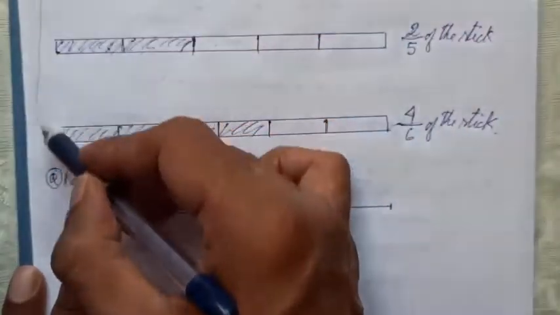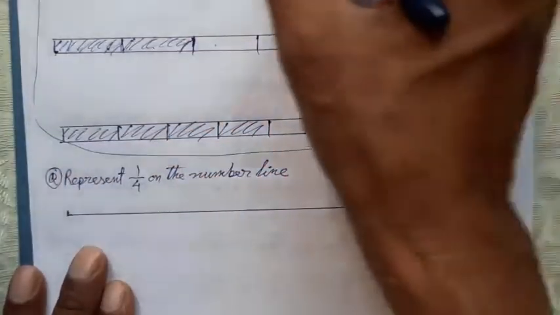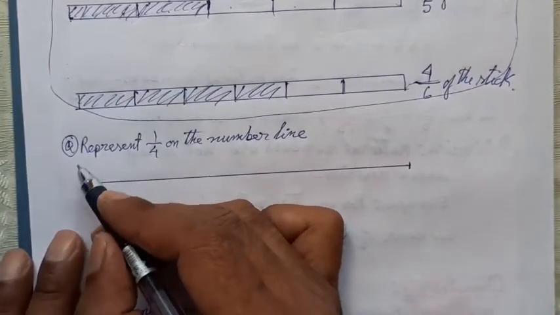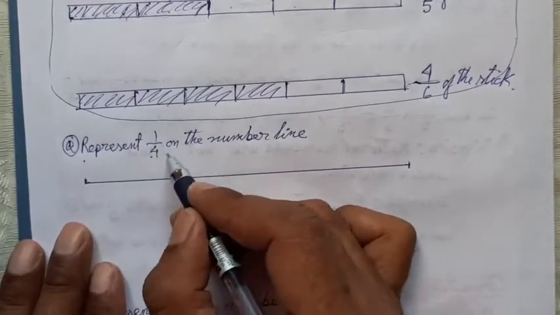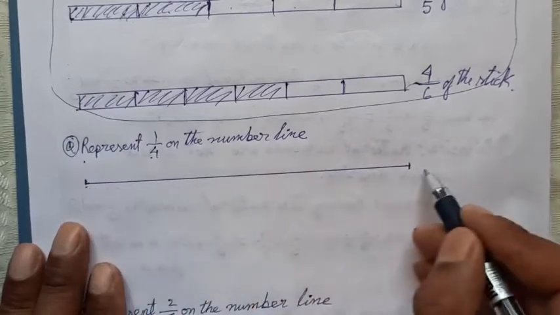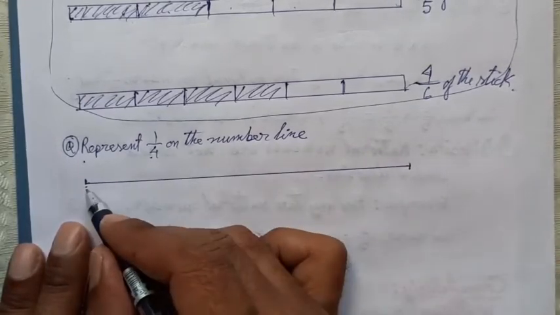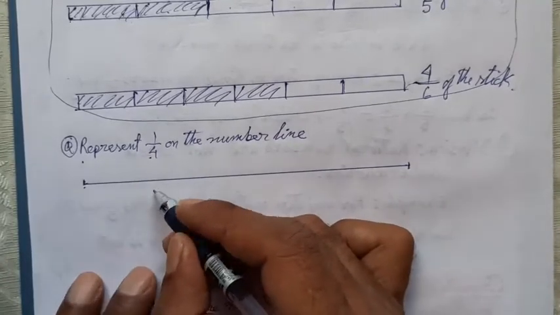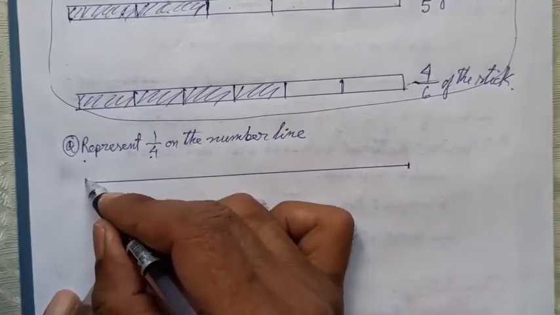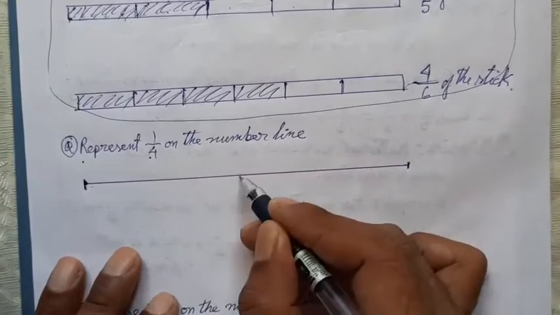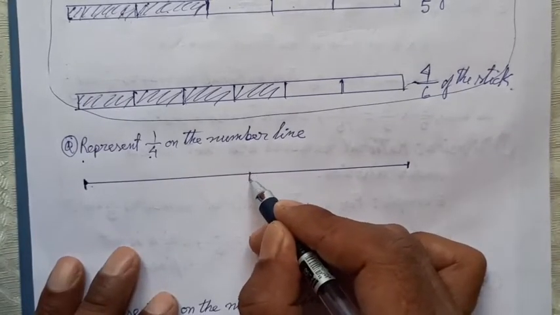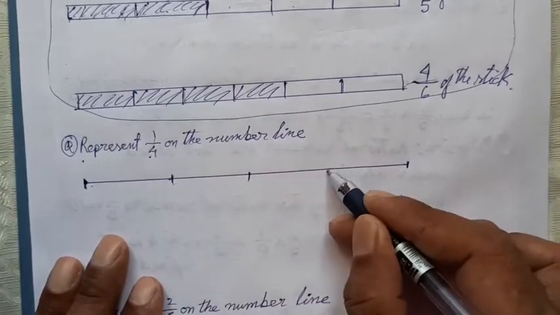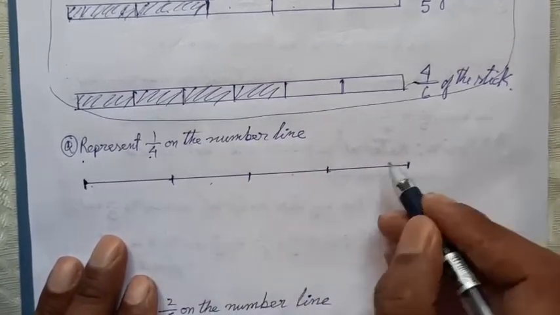This is what we are going to do on the number line. Let's see here, one question comes. Represent 1 by 4 on the number line. This is the line. If we divide this line into 4 parts, now the length of the line is from here up to that, and if I want to divide into 4 parts, and the 4 parts must be equal, so I divide here 4 parts, 1, 2, 3, 4.